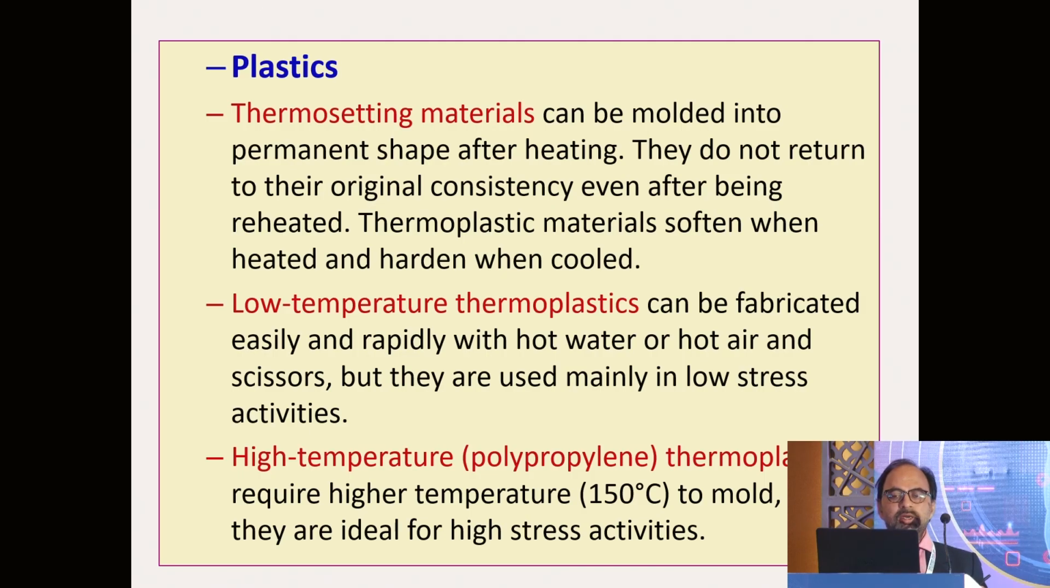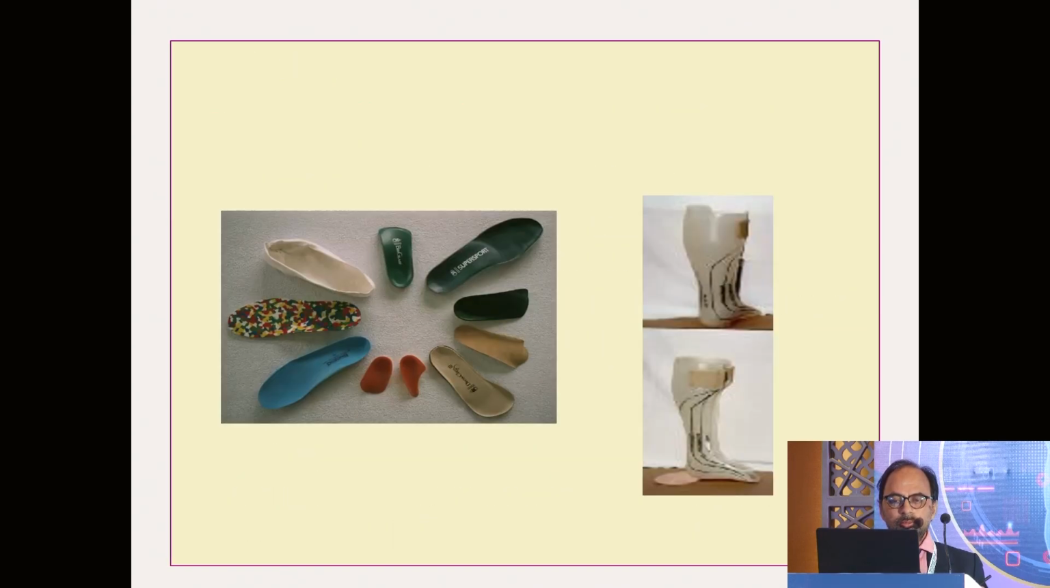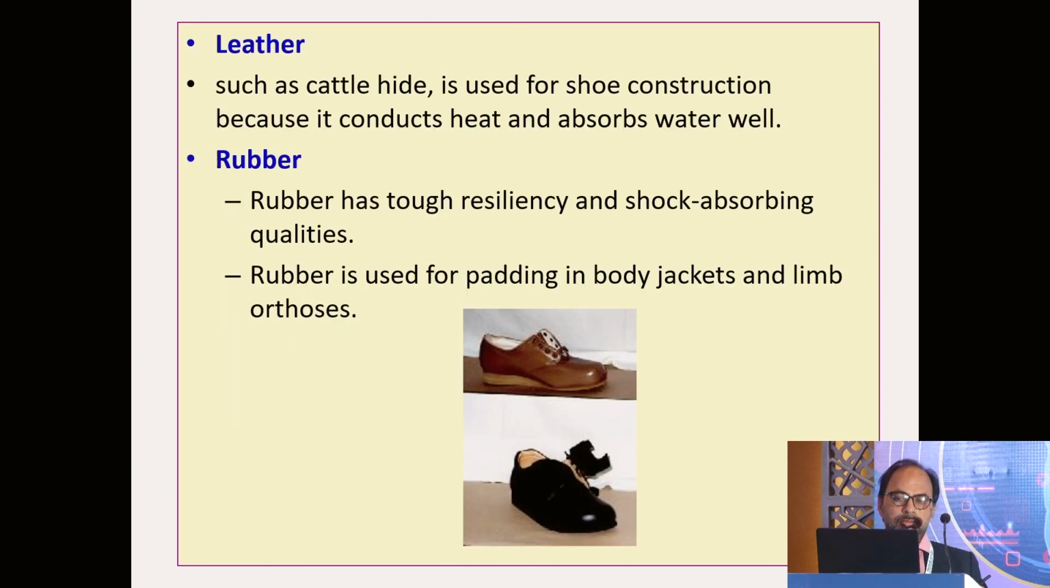Thermosetting materials can be molded into a permanent shape after heating. They do not return to their original consistency. Whereas low temperature thermoplastics can be fabricated easily and rapidly with hot water, but they are used mainly in low stress activities. And high temperature thermoplastics require high temperature to mold, but they are ideal for high stress activities. So there are different types of materials being used for making an orthosis.